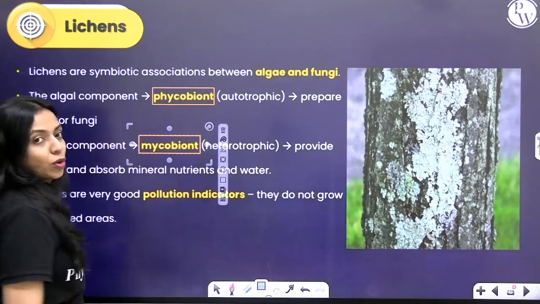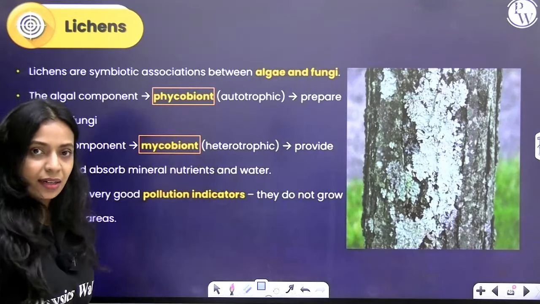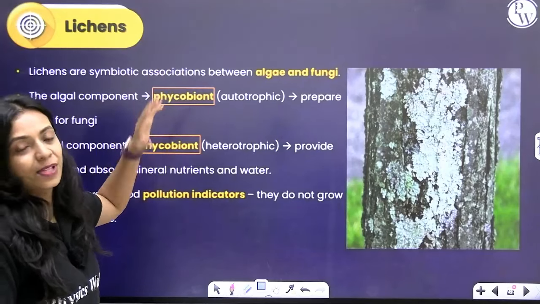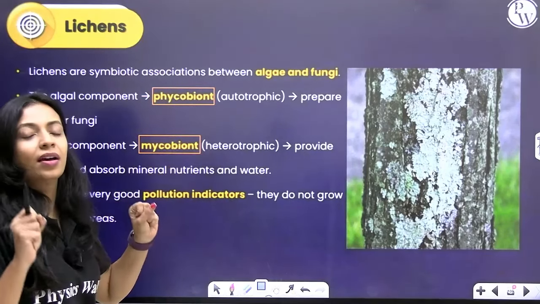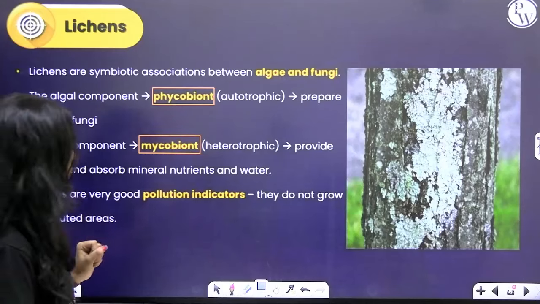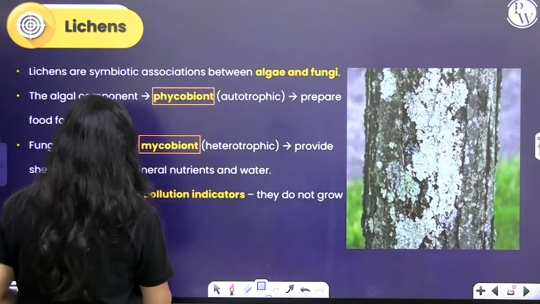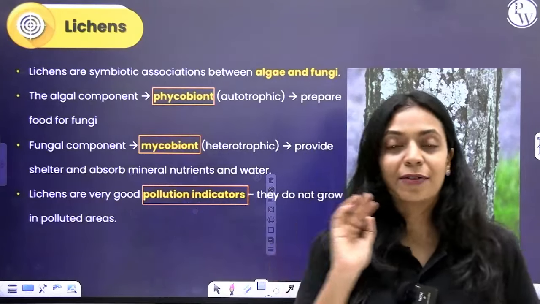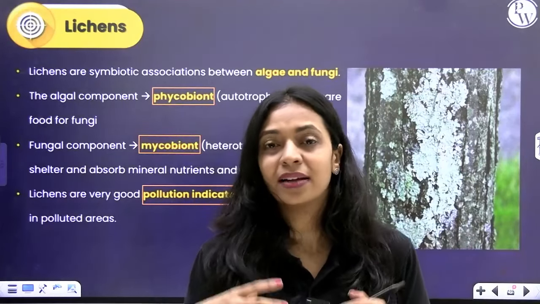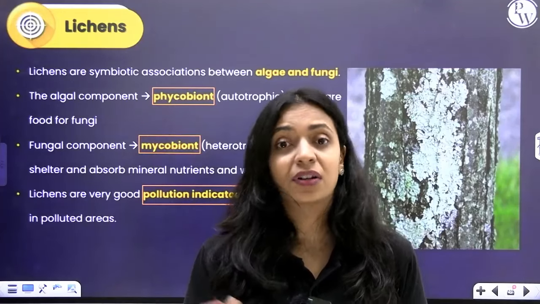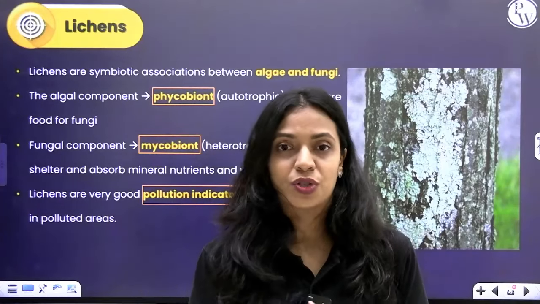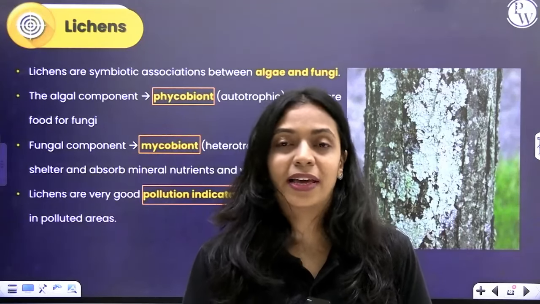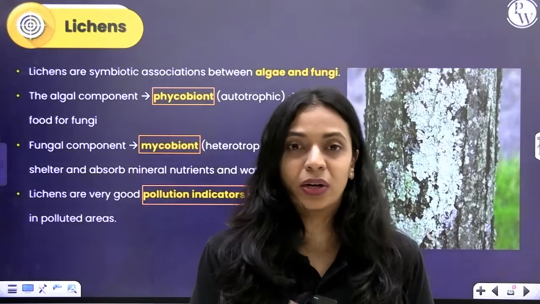Phycobiont, algae being autotrophic, prepares food and gives it to the fungus. In return, fungus being heterotrophic, it will take up the food from algae, and it helps algae by giving it shelter and absorbing nutrients and water for the algae. Lichens are considered to be pollution indicators. That means wherever pollution is there, these will not grow. If lichens are not growing in an area, it means that area has a very high level of sulfur or air pollution, mostly because of sulfur compounds. And if in an area you see a good amount of lichens growing on trees and rocks, it means that the air quality there is good.